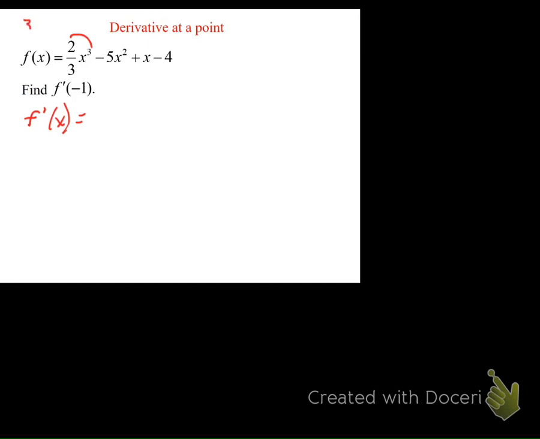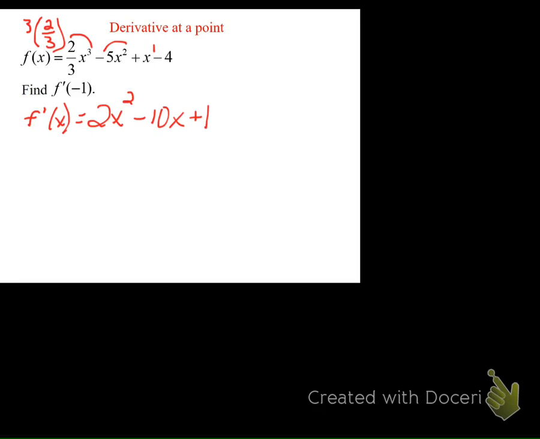I want you to visualize it, but in the future you should be able to do this in your head. 3 times 2/3 is just 3 times the top and divide by the bottom. 3 times 2 is 6, divide by 3. So 3 times 2/3 should be just 2. Subtract 1 from the exponent. Then 2 times negative 5, I get negative 10x. The derivative of x to the first is just 1, and the derivative of a constant is 0.